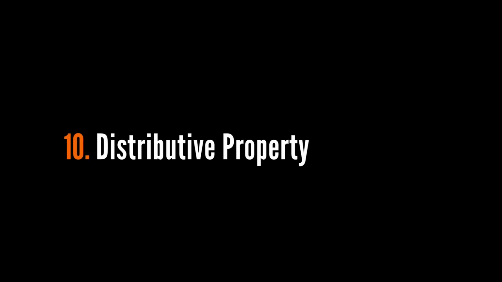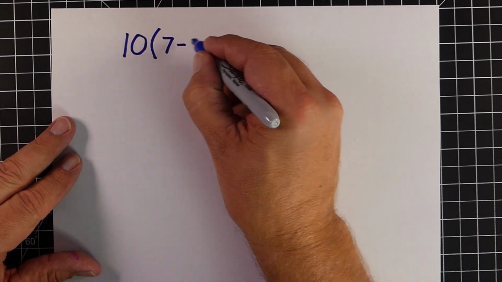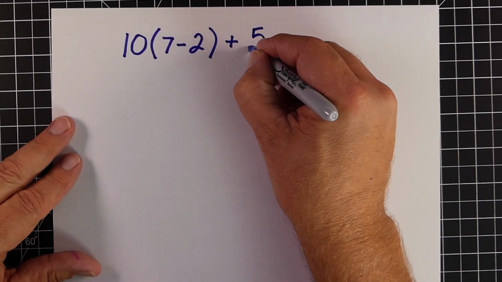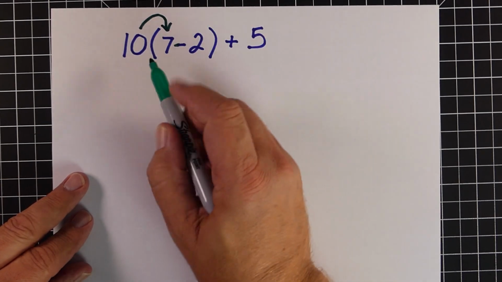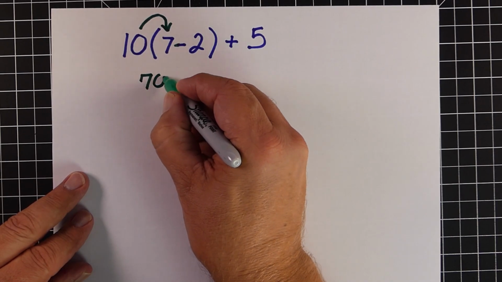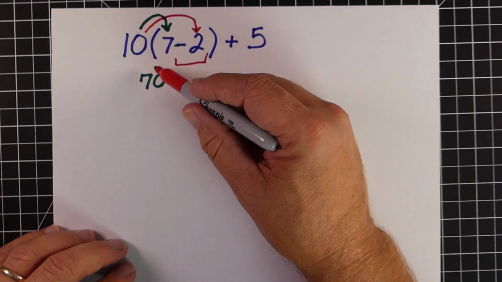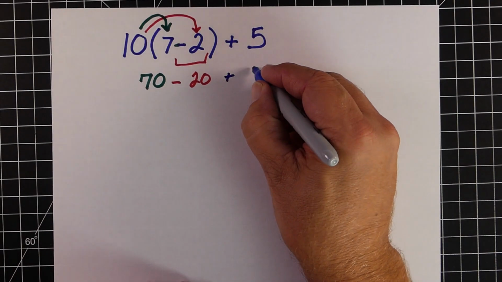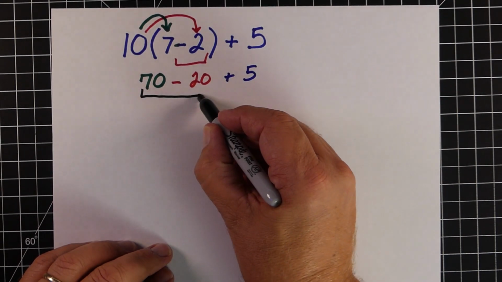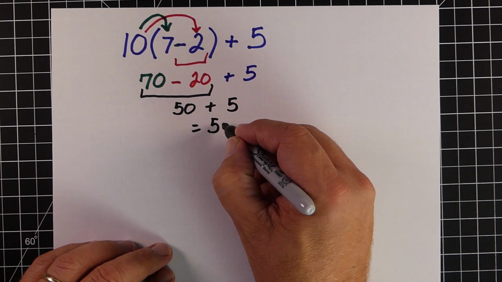All right, our 10th and final property, the distributive property. Distribute means like to share, to pass out. So in this problem, we're going to share the 10. And we're going to share it, or multiply, everything inside the parentheses. So we're going to go 7 times 10, or 10 times 7, which would be 70. And then we're going to go 10 times, and I'm going to treat this like it's a negative 2. So 10 times negative 2 would be a negative 20 or minus 20. Notice I'm not doing anything to the 5 because it was not in the parentheses. Now I can simplify this down. 70 minus 20 would be 50, and then the 50 plus 5 would be 55.